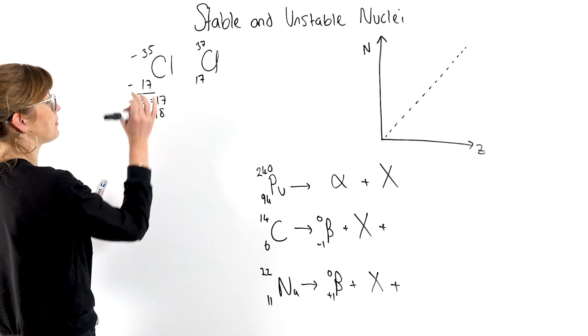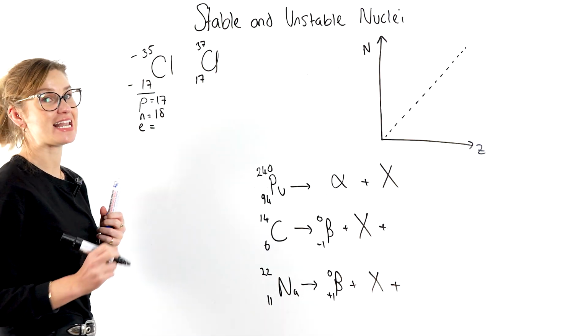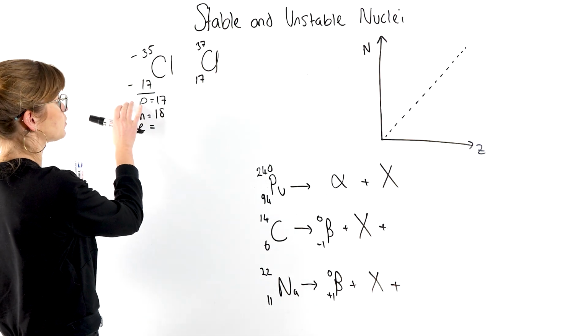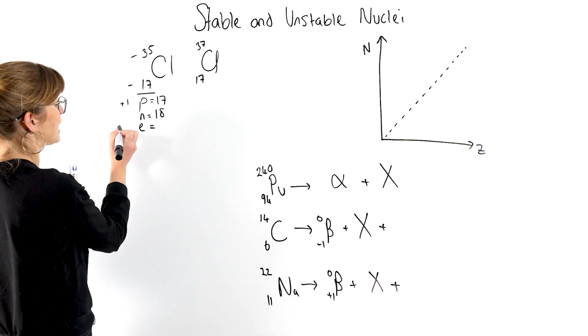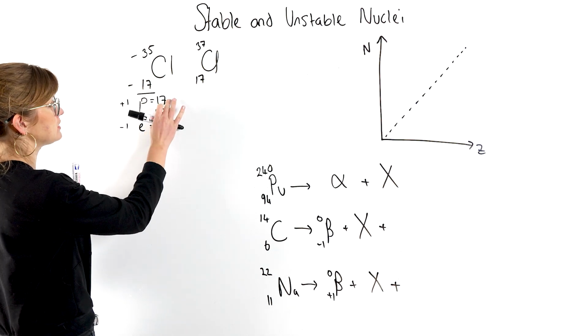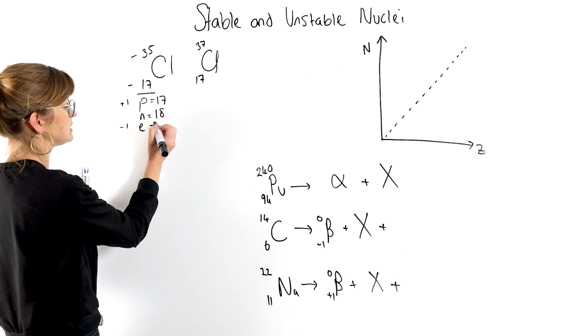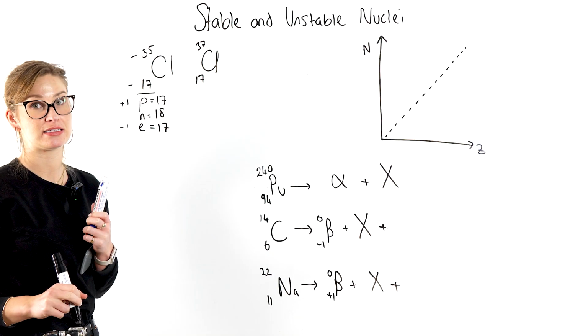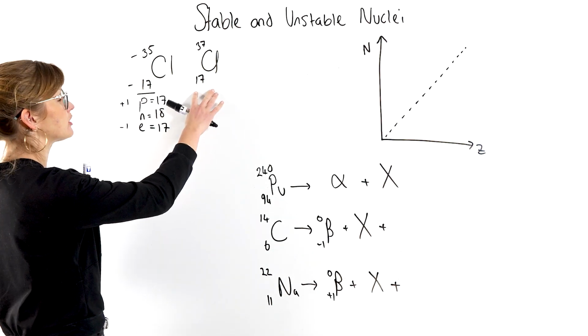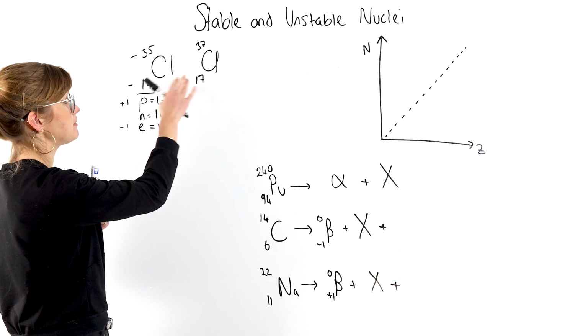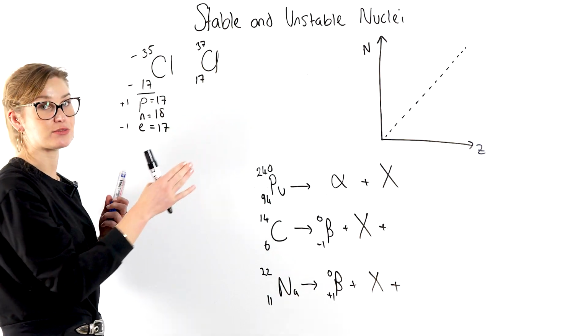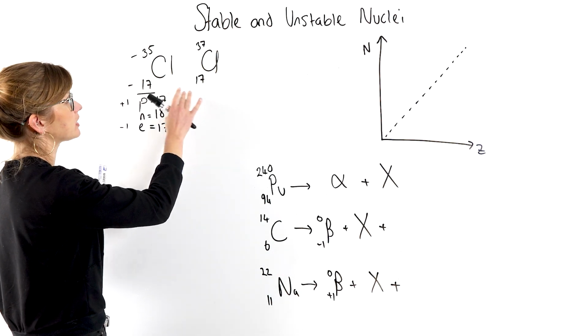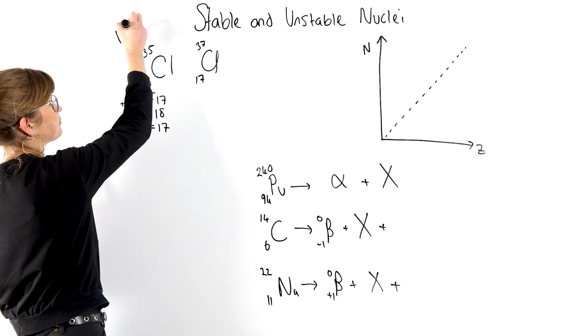And then to get our number of electrons, we know that it's electrically neutral. What that means is we have equal numbers of positive charge and negative charge. So I've got 17 positive protons, I need to have 17 negative electrons to balance it. Hopefully you're thinking, here also is chlorine. It's the same element, both are chlorine, but they're different atoms. So hopefully you're thinking, these here are my isotopes.